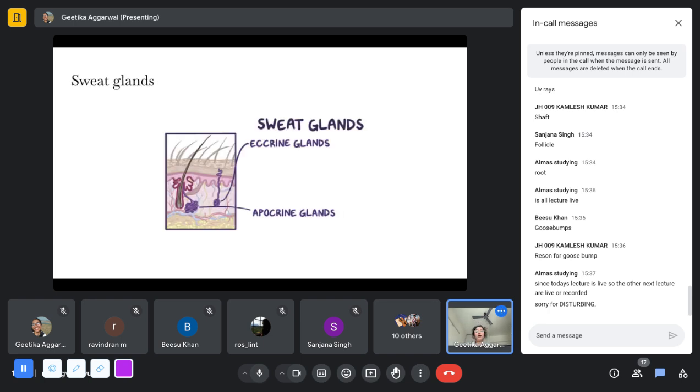Okay. The next accessory gland related to the skin are the sweat glands. There are two different types of sweat glands. One is apocrine glands, and one is eccrine glands. The eccrine glands have sweat pores directly in the skin, and the apocrine glands, I think, release their sweat through the hair pores.